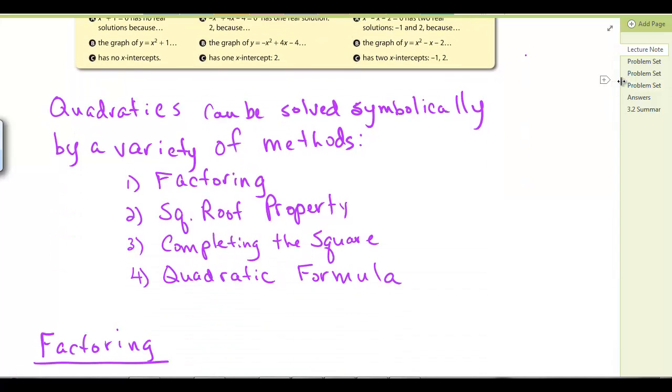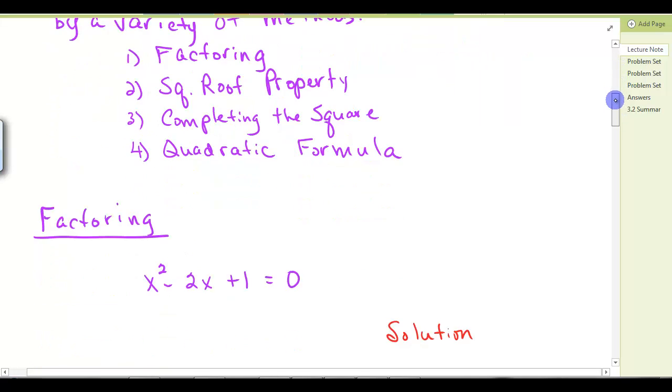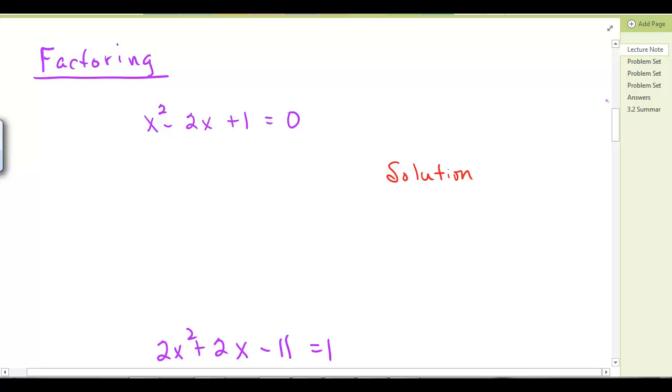You can solve them by a variety of methods, which we're going to talk about in this section: factoring, square root property, completing the square, and the quadratic formula. Let's look at factoring first. It's assumed that you pretty much know factoring when you come into this course, so it's not a teaching of the method, but rather reminding you of what that looks like.